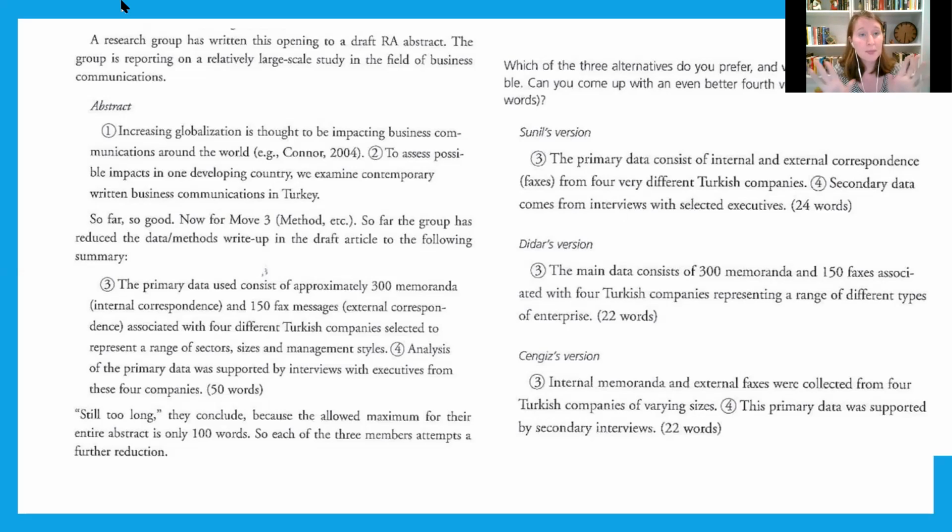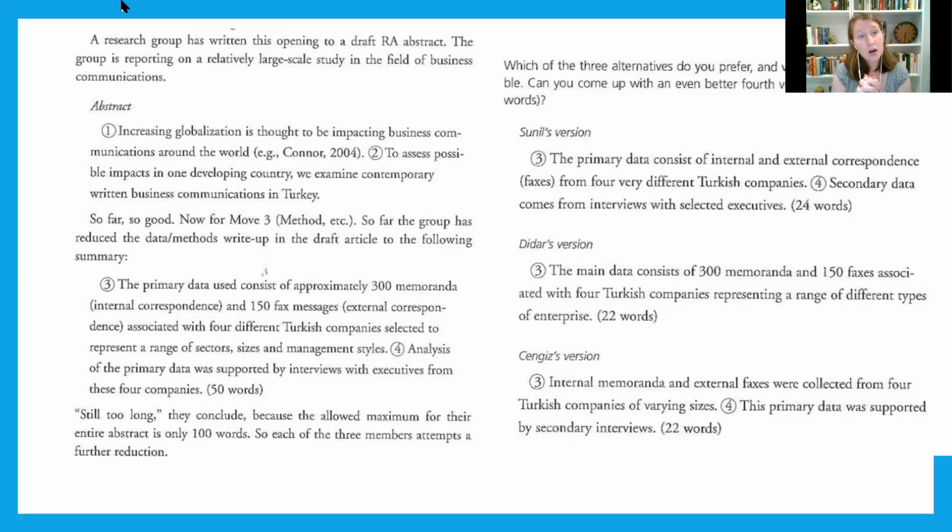So we're kind of encompassing that a little bit, okay? Let's look at the second copy. The main data consists of 300 memoranda and 150 faxes associated with 4 Turkish companies representing a range of different types of enterprise. So this one includes the very specific numbers of how many memoranda, how many faxes, but it doesn't include the follow-up information from the interviews or anything like that.